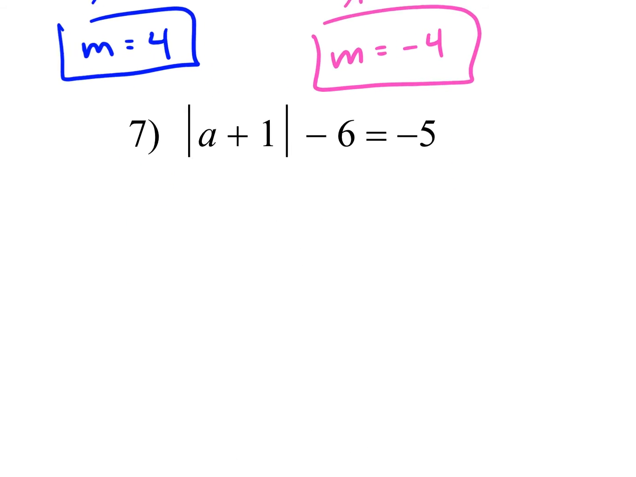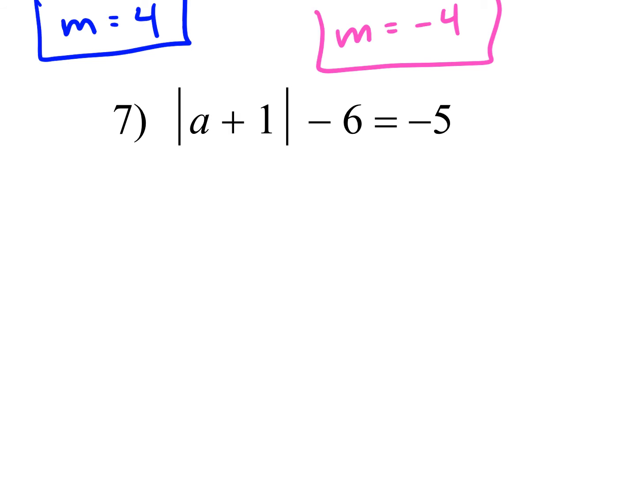So number 7, what should I do first? Add 6 to both sides. Awesome. I want to isolate my absolute value. So I have the absolute value of a plus 1 is equal to, what is negative 5 plus 6? 1. Now what should I do? You should subtract 1 on both sides. Before I do that, what do I have to do?